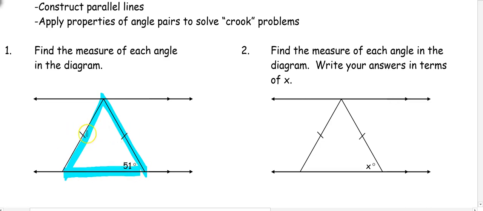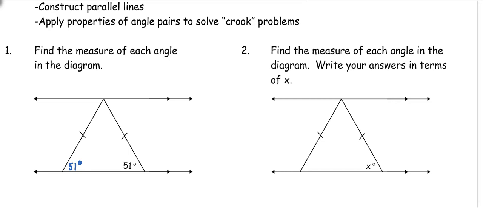Now this triangle has a tick mark, one on each leg, which means that those legs are congruent, so it's an isosceles triangle. And in an isosceles triangle, if your legs are congruent, then your base angles are congruent. So both of those angles are 51 degrees. So I can find the angles next to them by subtracting my measure from 180. So 180 minus 51 gets me a measure of 129 in both parts.